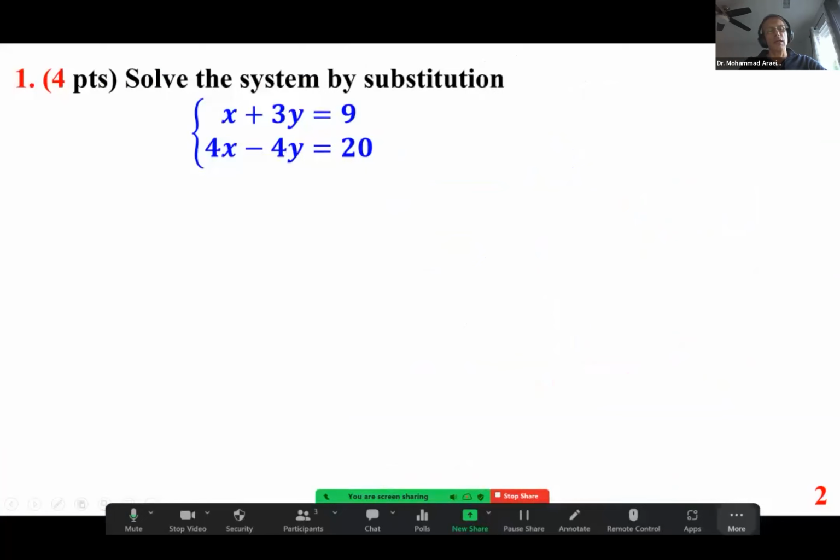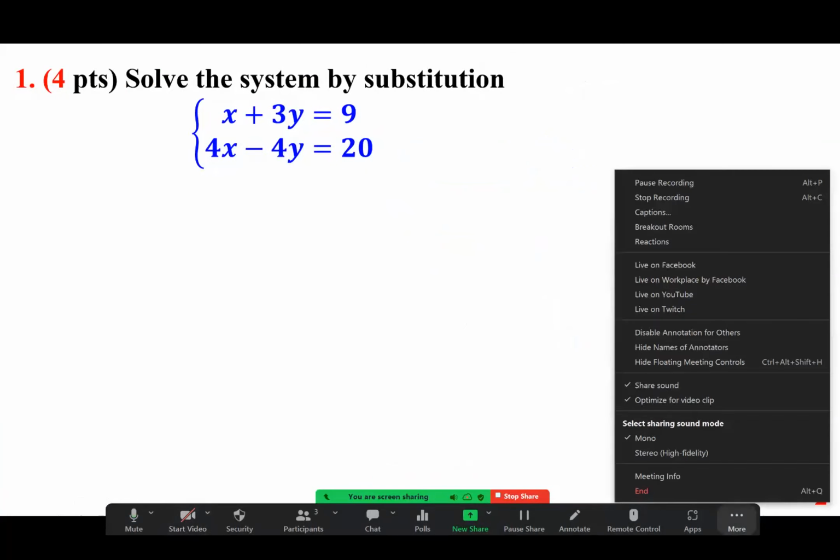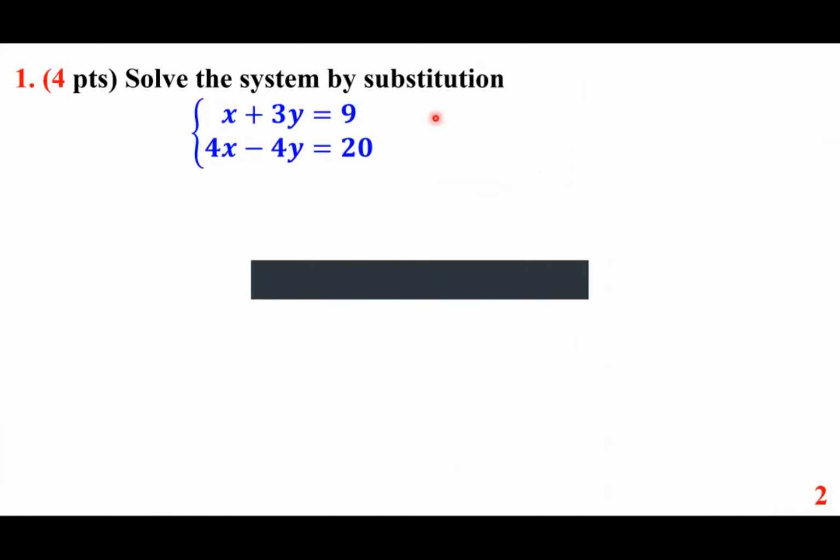As you can see, x has a coefficient 1, so we will solve for that. In general, if a variable has a coefficient 1 or negative 1, that would be the best choice to solve for first and foremost. So we're going to solve that, and it becomes negative 3y plus 9.